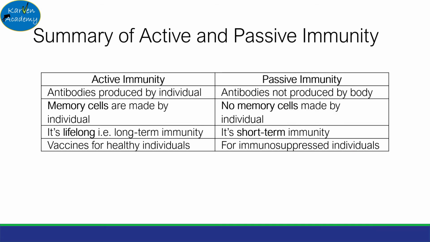So here is a summary of the points I discussed regarding passive and active immunity. Remember, in active immunity, memory cells are made, hence why the individual becomes immune to the pathogen, while in passive immunity, this doesn't occur. In active immunity, immunity is lifelong, while it is short-term in passive immunity. Generally, vaccines are suitable for healthy individuals, and passive immunity is suitable for immunosuppressed individuals, as their weakened immune system cannot handle the pathogen.